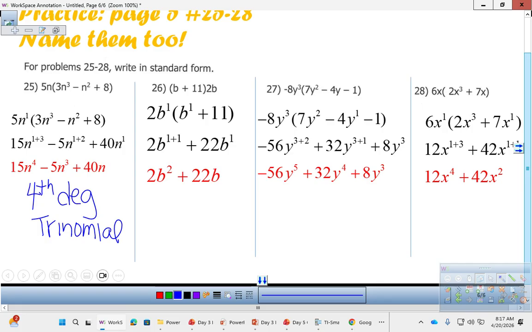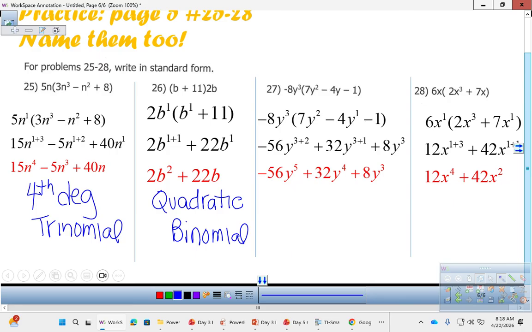For the next one, the 2b was at the end. I just wrote it in the front. It doesn't matter. It's still outside of a parenthesis, so you're still distributing it in. You'll notice I added 1s to both b's here, so that it becomes 2b squared, 22b. What's that called? Quadratic binomial.